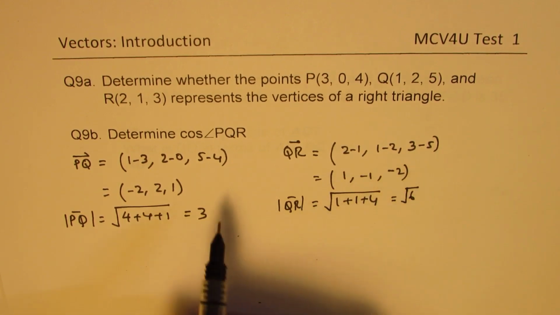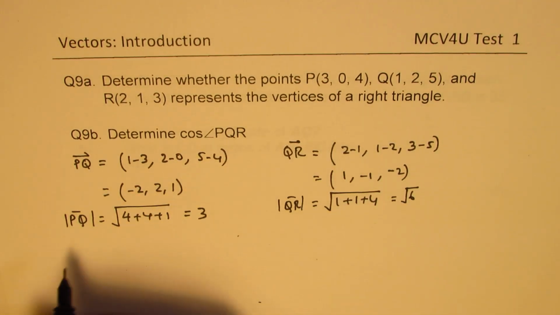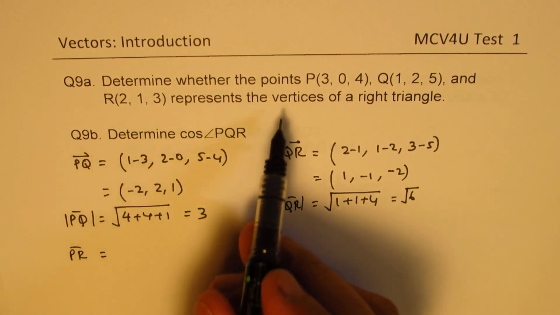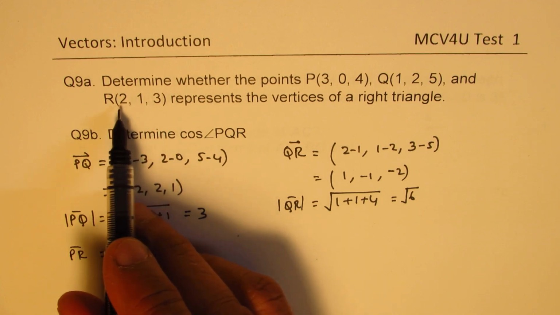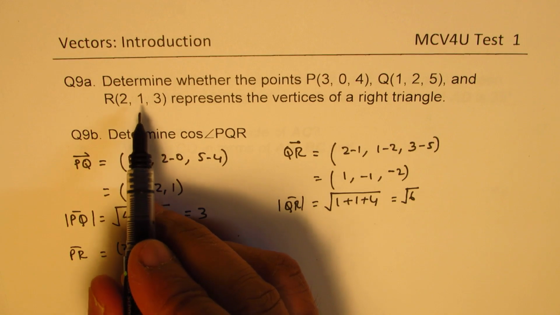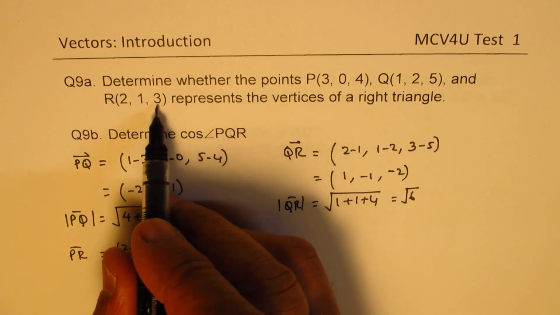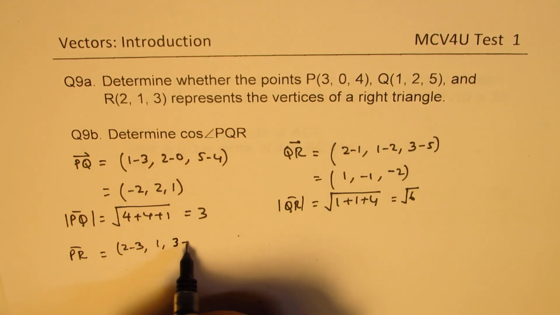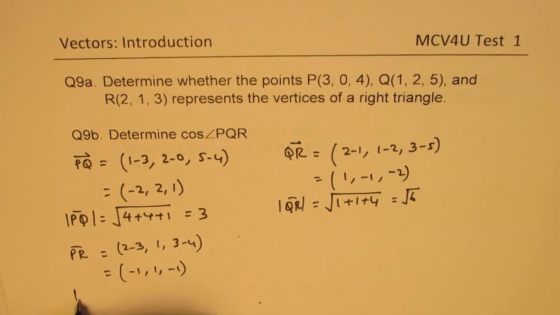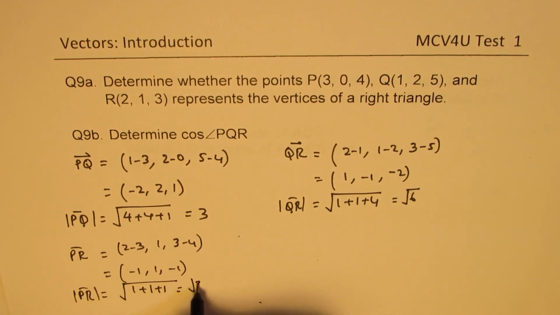Now let's also find PR. So PR will be 2 minus 3, 1 minus 0, and 3 minus 4, which is minus 1, 1, minus 1. So the magnitude of PR is 1 plus 1 plus 1, which is square root of 3.